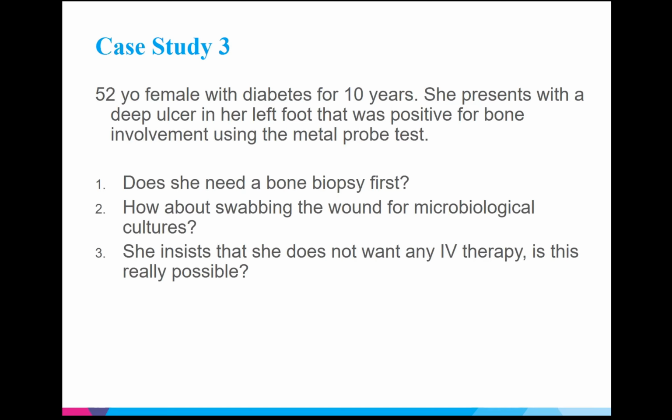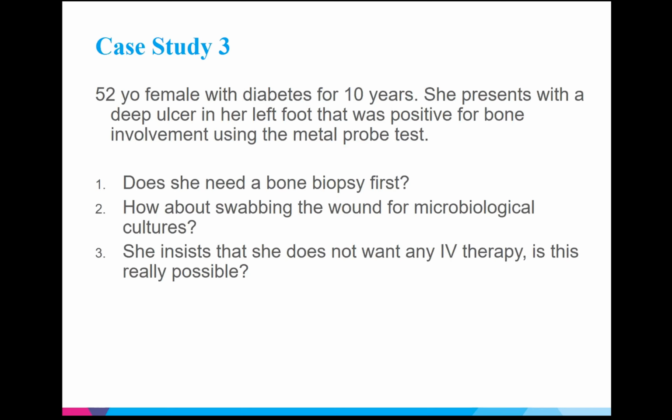You should always get a biopsy if you can, right? Hopefully you have good vascular surgery colleagues who would do that for us, or ortho. And then how about swabbing the wound? Okay, I'm seeing, so I think it depends, right? Swabbing the wound, especially if you have pus, is okay, as long as you know what you should treat first.